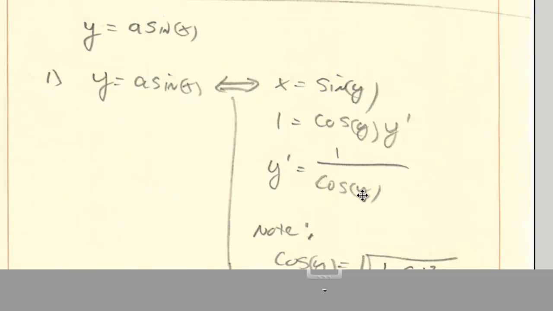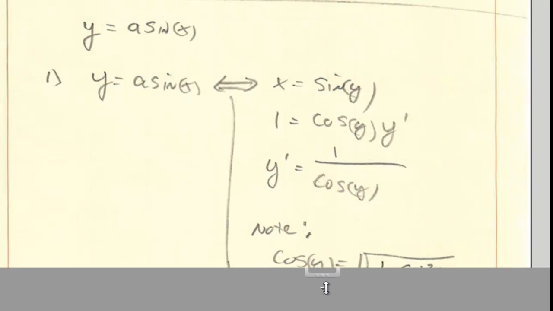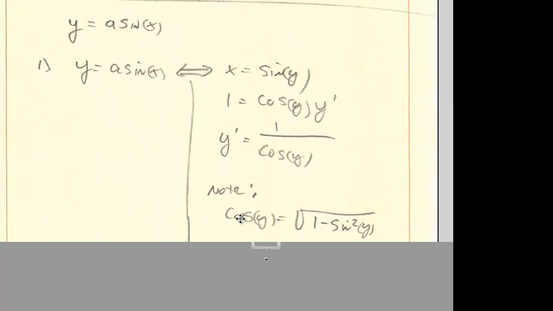However, this is a function of y, and what we want is the derivative of the arcsine of x in terms of x. So we need to somehow get rid of this y and get it in terms of x, and in this case there's a clever little identity. The Pythagorean identity, sine squared plus cosine squared is 1, therefore we can use this version of that. The cosine of y is the square root of 1 minus sine squared of y.